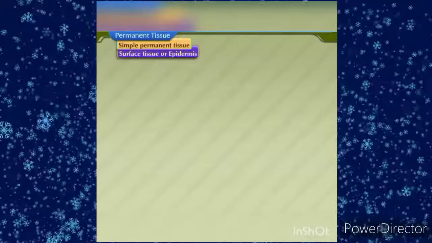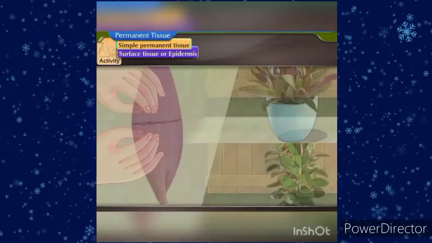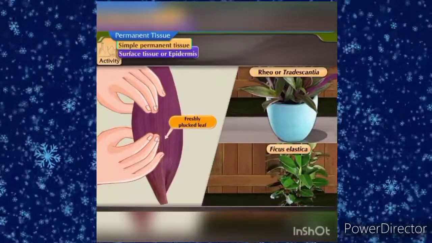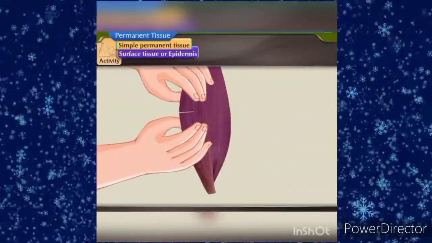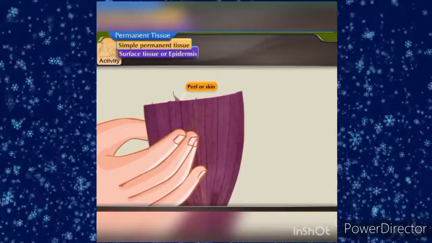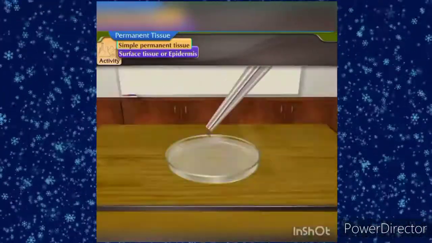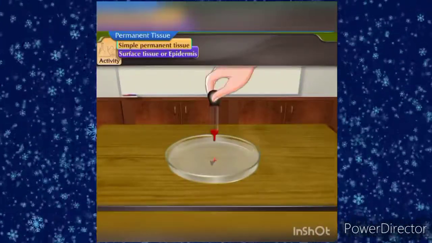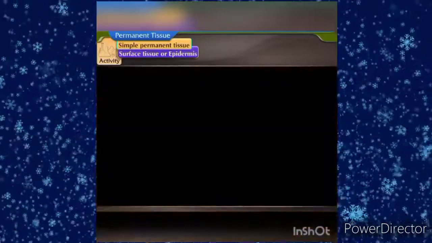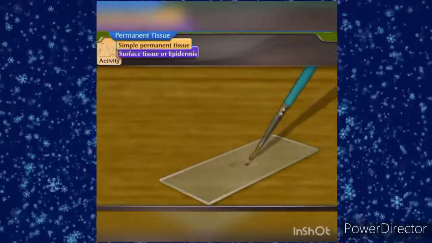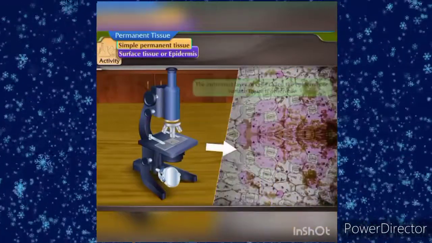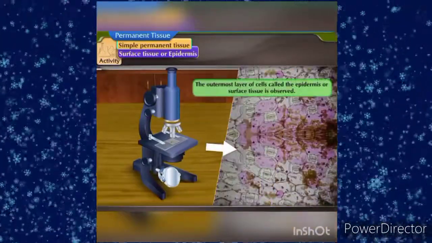Surface tissue or epidermis. Activity. Take a freshly plucked leaf of Rhoeo or Tradescantia, Ficus elastica or any fleshy leaf. Stretch and break it by applying pressure. While breaking, keep it stretched gently so that some peel or skin projects out from the cut. Remove this peel and put it in a petri dish filled with water. Add a few drops of safranin. Wait for a couple of minutes and then transfer it onto a slide. Gently keep the cover slip over it and observe under the microscope. What you observe is the outermost layer of cells called epidermis or surface tissue.